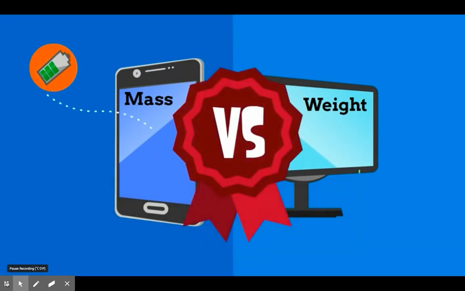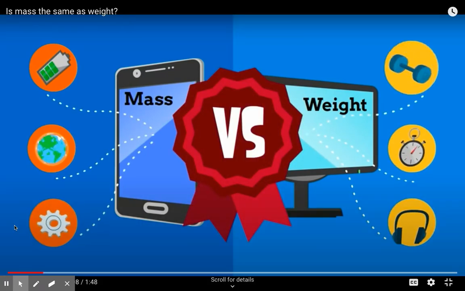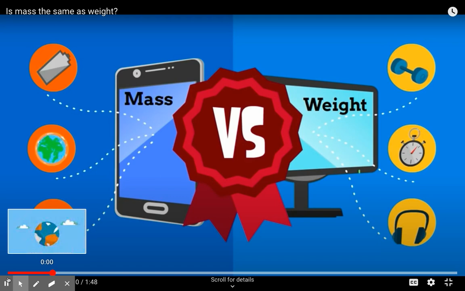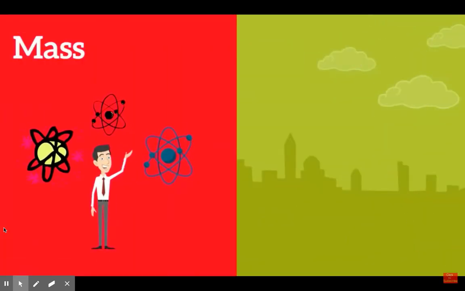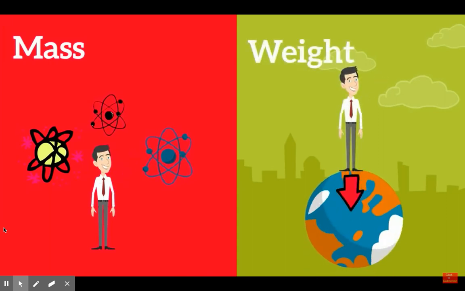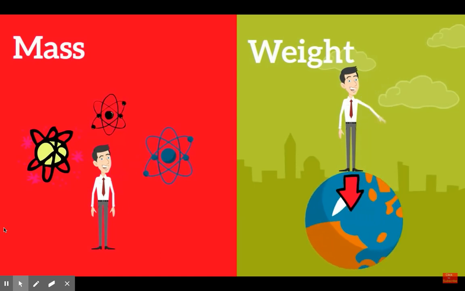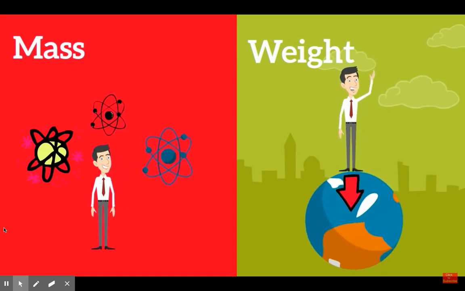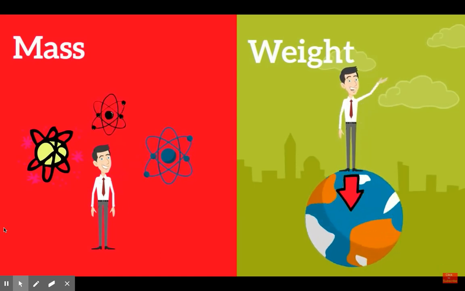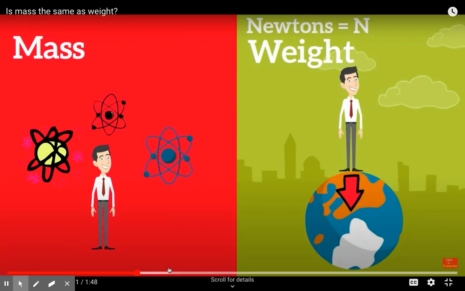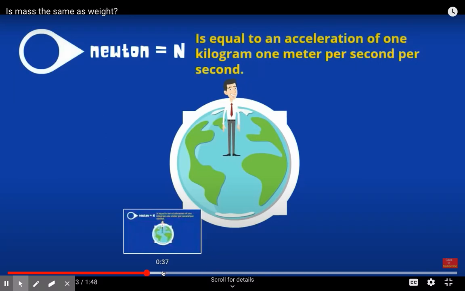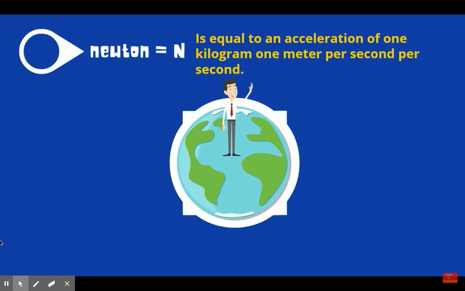Mass and weight measure the same thing. Close, but not really. The mass of an object is a measure of the number of atoms in it. The SI unit for mass is the kilogram. Weight is a measure of the force that gravity is pulling on the same object. Gravity is a force and technically should be measured in newtons. A newton, represented with capital N, is equal to the acceleration of 1 kilogram, 1 meter per second.